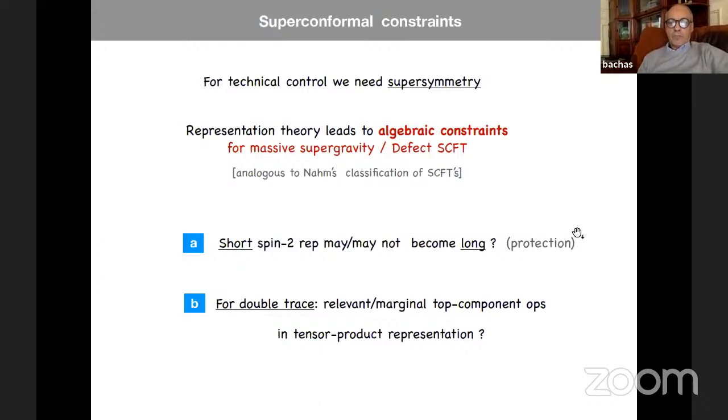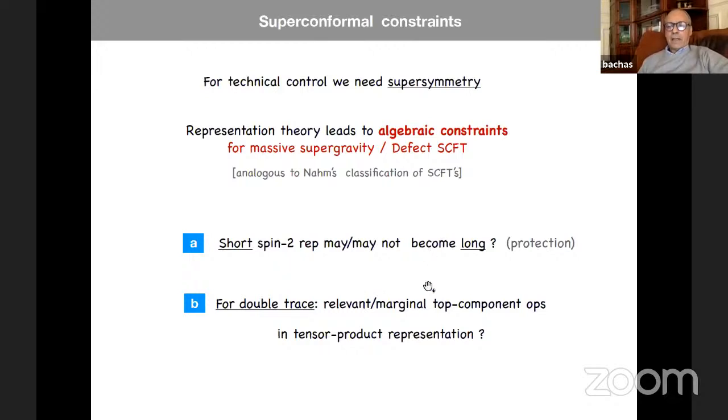Okay, before showing you more precisely the geometry, let me make a few comments about supersymmetry. Now, what I said up to here doesn't use supersymmetry. Now we need supersymmetry if we want to have control. And it turns out that some very simple representation theory leads to rather stringent algebraic constraints on when you are allowed to do what I just described. So these are, if you want, algebraic constraints for massive supergravity or for defect superconformal field theories, which are in a sense analogous to Nahm's famous classification of superconformal field theories.